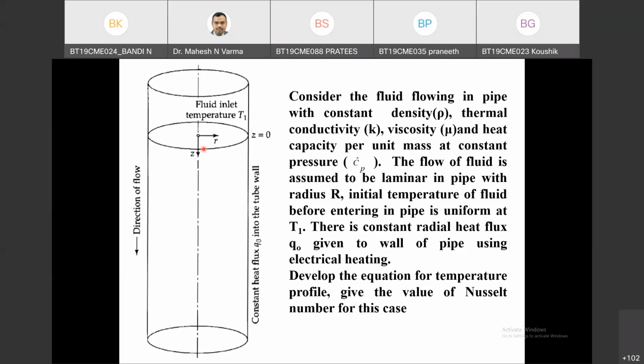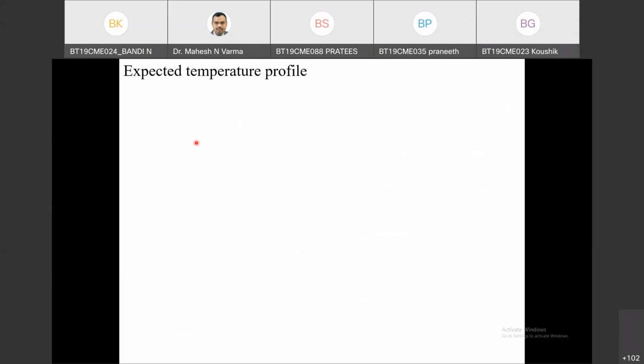This is also one of the mathematical tricks. You can expect the solution and then try to prove that this is my solution. So this is the method we are going to follow here. This is the expected temperature profile. So what will be the expected temperature profile?